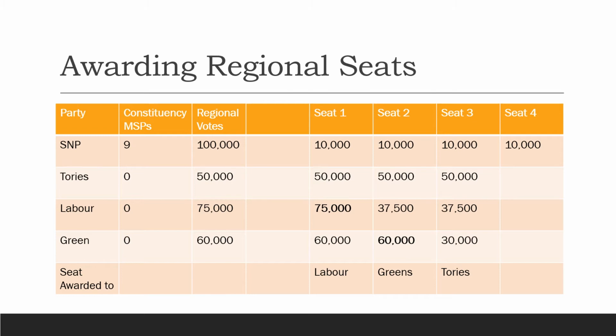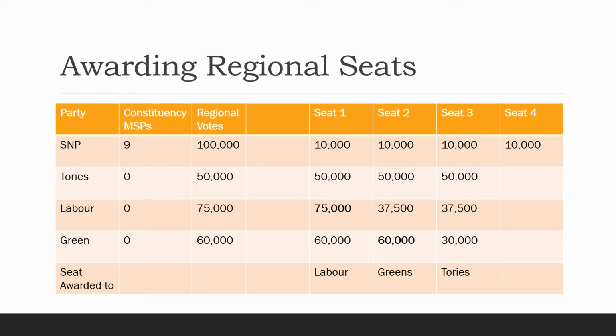The Tories got 50,000 regional votes. It's divided by 0 plus 1 because they didn't have any constituency MSPs, so they're left with 50,000 votes. And Labour and Green, same story. They had 75,000 and 60,000 regional votes, but they didn't have any constituency MSPs, so they don't have any MSPs yet at all. So they retain their full 75,000 and their full 60,000 votes.